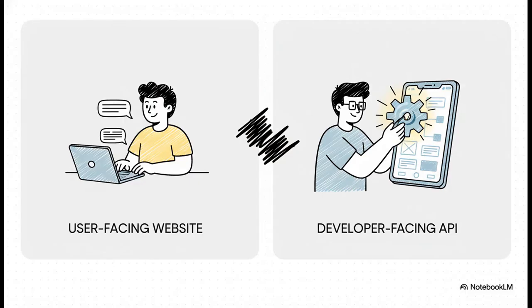Now, this is absolutely crucial to understand. The Gemini chatbot you might have used online, that's the website, right? That's the thing you visit. But the Gemini API, which is what we're focused on today, that's the powerful AI engine that developers use to build that exact same intelligence directly into their own applications.